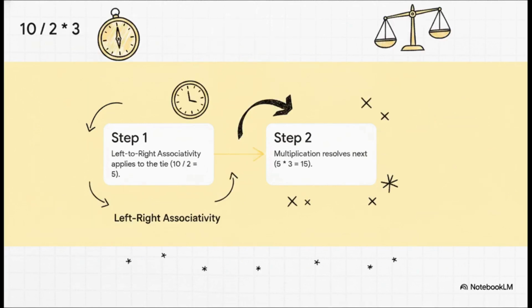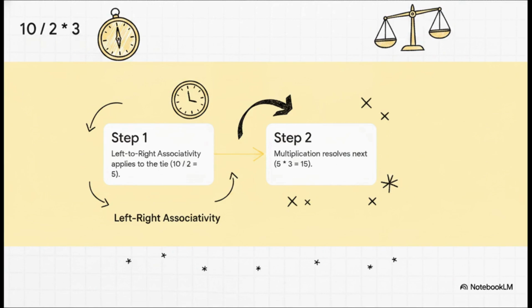Let's evaluate one more tiebreaker just to really lock it in. 10 / 2 * 3. Again, division and multiplication share the exact same precedence level, so we lean on our left-to-right associativity rule. 10 / 2 is 5. Then we take that 5 and multiply it by 3, yielding 15.